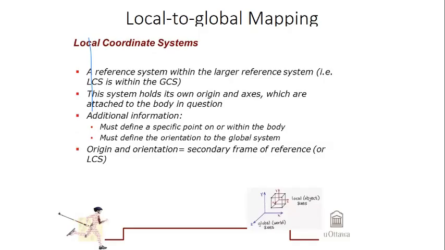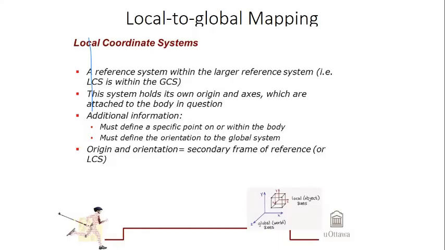Now, a local coordinate system is a reference system within the larger reference system. The LCS, which is the local coordinate system, as opposed to the global coordinate system, GCS. The LCS is within the GCS. Number two, this system holds its own origin and axis, which are attached to the body in question.